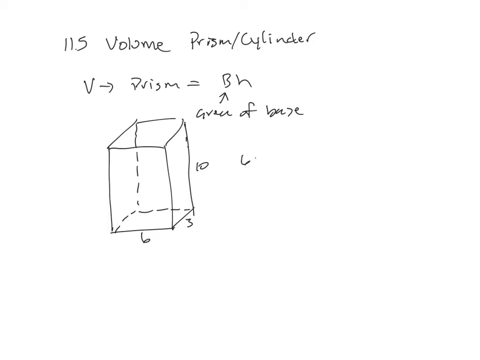Area of the base is 6 times 3, and the height is 10. And so if it was, let's say, feet, then it's feet cubed, because there's 3 dimensions, length, width, height. So volume is always cubed. Anything with the word area in it is always squared, because it's 2 dimensions, length times width. Okay, so that's the basic one. I'm going to come back to the not basic ones in a minute.